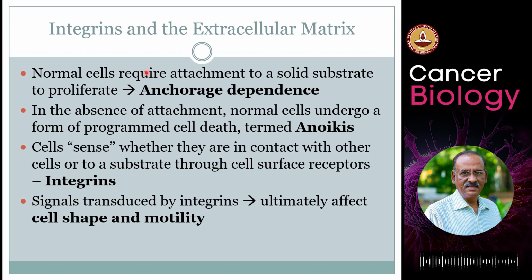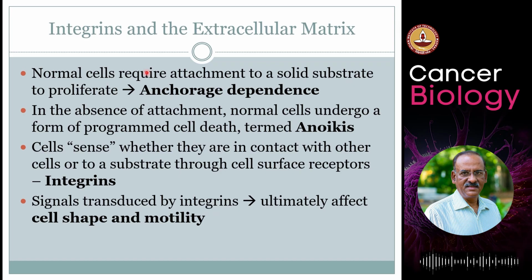The moment cells come into contact with each other, they stop growing, the normal cells. That is called contact inhibition. Whereas cancer cells don't have this contact inhibition. They grow one over the top of another. This is known as loss of contact inhibition. Similarly, anchorage dependence also: normal cells are anchorage dependent. The cancer cells are anchorage independent.